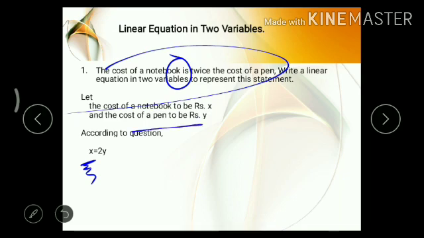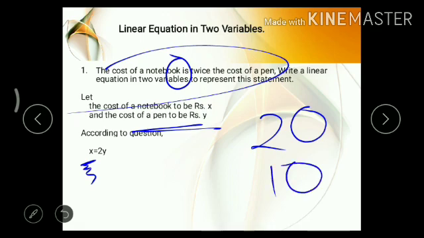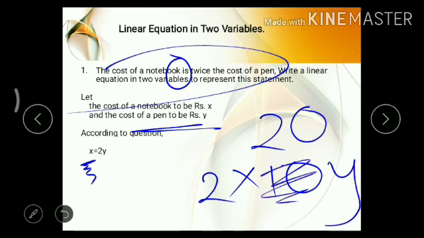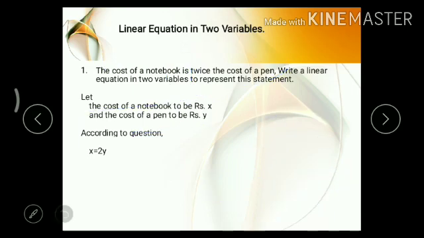Suppose the cost of a pen was 10 rupees, then twice the cost of a pen will be 20 rupees. How have we got 20 rupees? The cost of a pen was 10, and twice the cost of a pen means 2 into 10. In a similar way, instead of 10 we have taken y, so twice y we have to write. The cost of a notebook, which is x, is twice the cost of a pen, twice y.